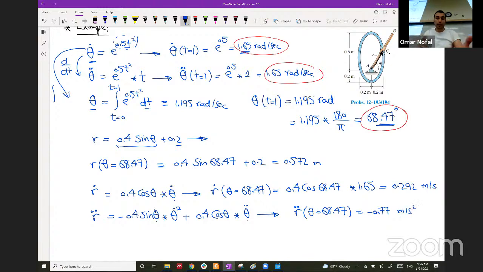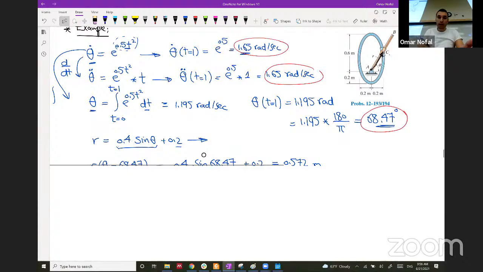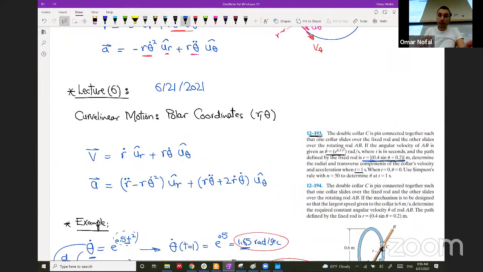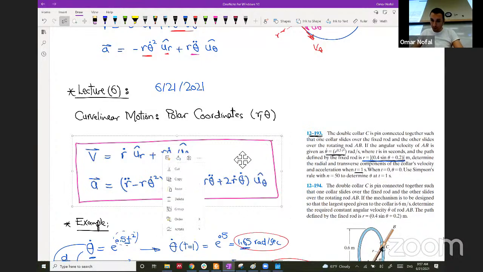So we got all the values needed: r, r dot, r double dot, and similarly theta, that are needed to calculate these terms. So what we will basically do is take this equation and do direct substitution to get the velocity in terms of polar coordinates. So let's see if we can copy this.